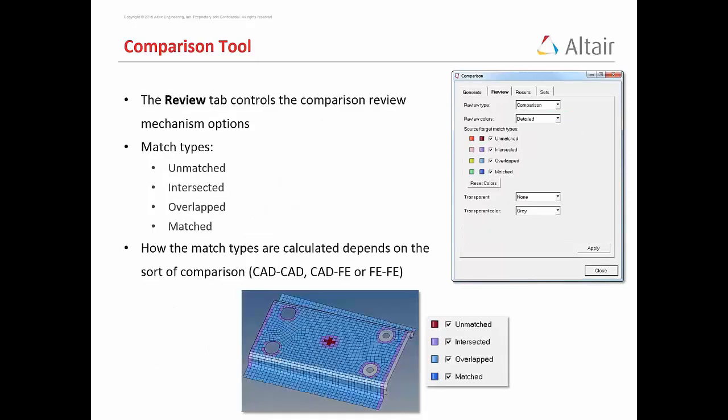And the next tab is the Review tab, where you have the results broken down into 4 categories: unmatched, intersected, overlapped, and matched. And the entities will be displayed in a color according to these 4 categories, and you can check and uncheck them to make them visible or not. And how these match types are calculated depends on whether you're comparing a CAD to CAD, a CAD to FE, or an FE to FE.